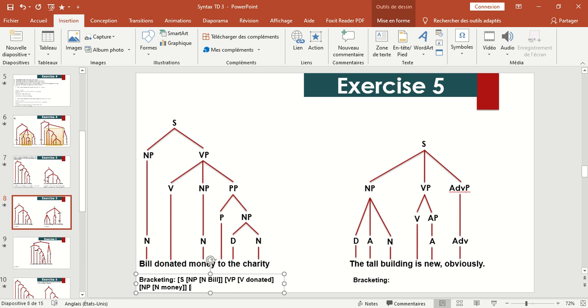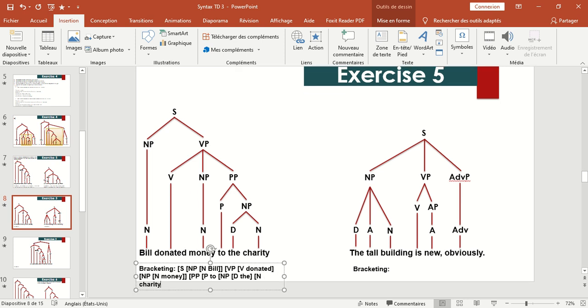Then we open the PP. Inside the PP we have a preposition which is to and a noun phrase. Inside it we have a determiner which is the, close the determiner, and a noun which is charity.